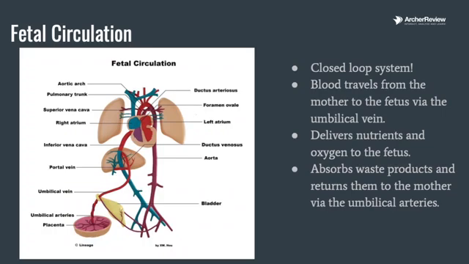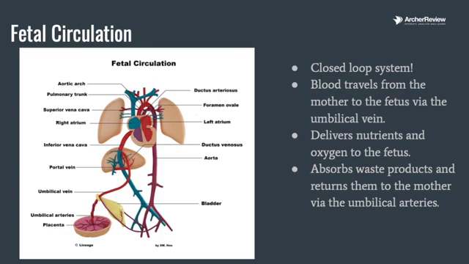In fetal circulation, we have a closed loop system. Blood is going to travel from the mother to the fetus via the umbilical vein, of course. There, the blood will deliver nutrients, oxygen, absolutely everything the fetus needs, and it will absorb all the waste products from the fetus and return them to the mother through the umbilical arteries. So blood to the fetus in the umbilical vein, we just have one umbilical vein, and then blood back to the mother via two umbilical arteries, closed loop system.